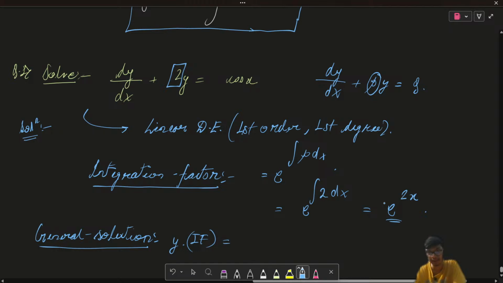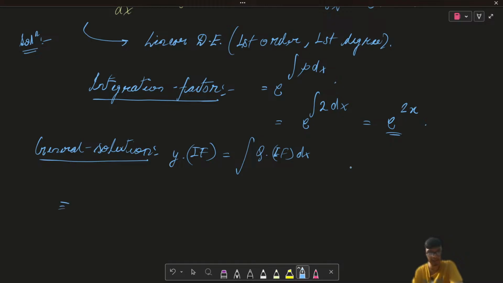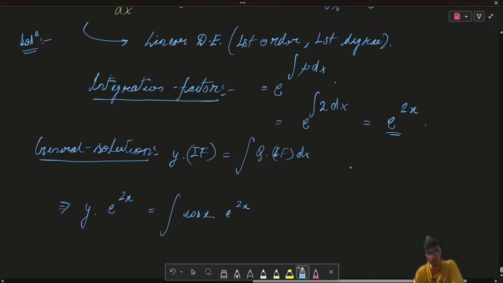y into integrating factor is equal to integration of q into integrating factor dx, right? That is going to be the general solution. And then if I proceed with the general solution over here, it is going to look like y into e to the power 2x is equal to integration of cos x into e to the power 2x, right? Now this is going to be the integration over here.